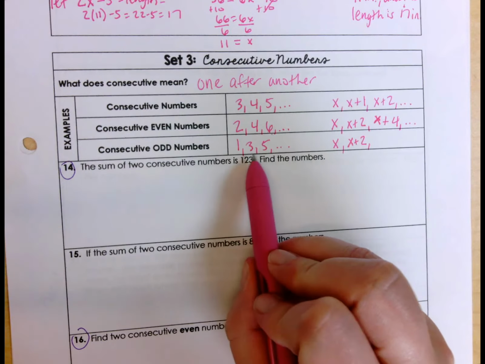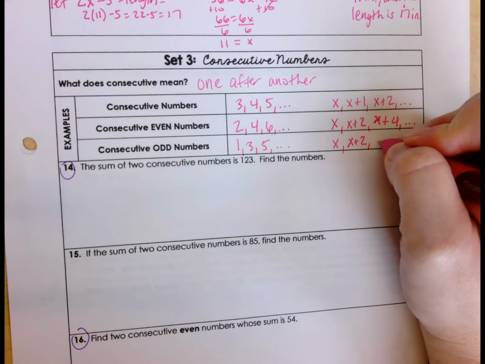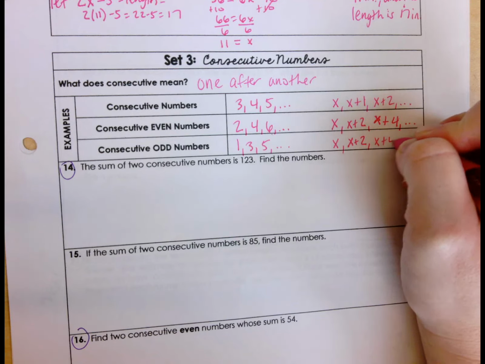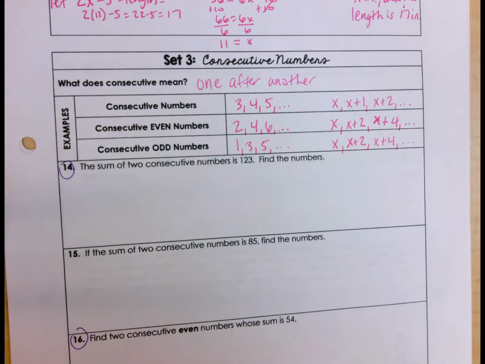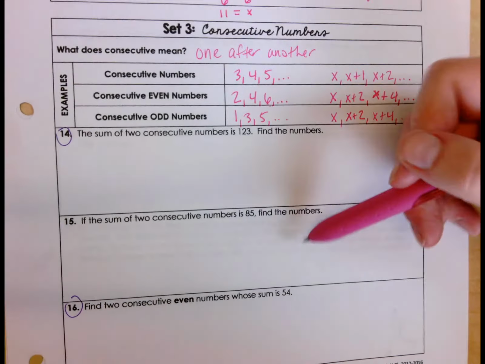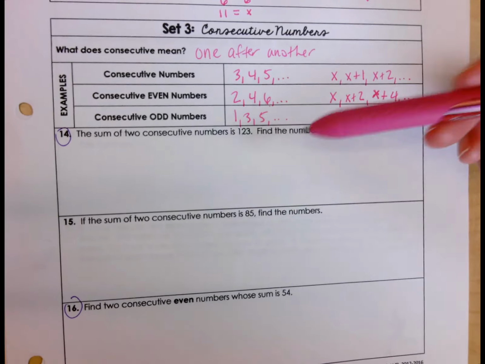And then the third part, to get from 1 to 5, we are adding 4. And then you would keep going. The next one you would add 6, the next one you would add 8, and so on. I'm going to skip this first one because the second one is very similar. So we're going to start with number 15 together, and you're going to do 14 and 16 on this page.